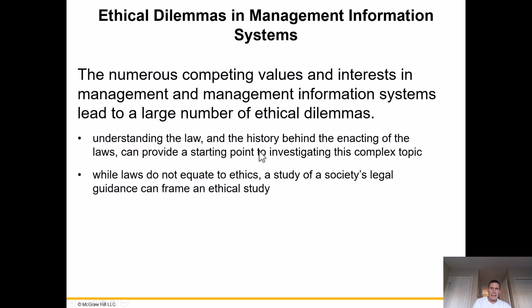Now, the numerous competing values and interests in management and management information systems lead to a large number of ethical dilemmas. Understanding the law and the history behind the enacting of the laws can provide a starting point to investigating this complex topic. Now, while laws do not equate to ethics, a study of a society's legal guidance can help frame an ethical study.